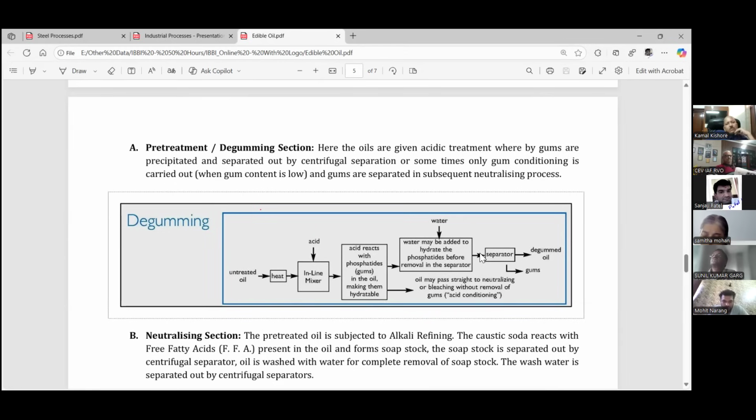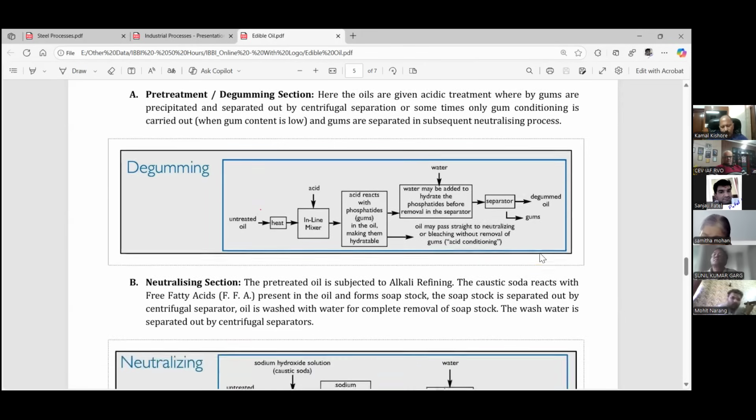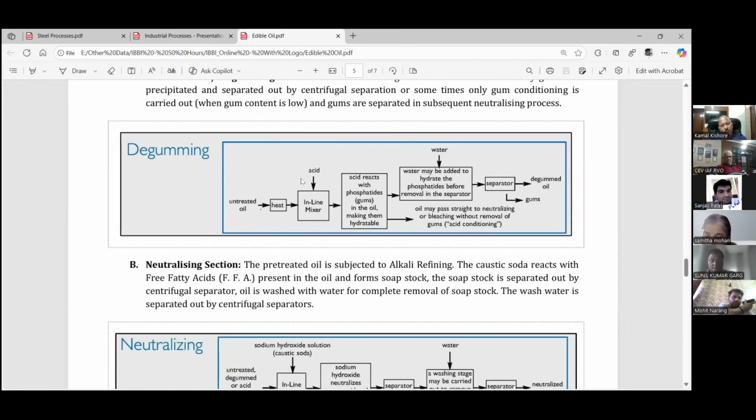It is separated into oil and water. Simply, oil and water are immiscible. So the lower portion will contain the water and the upper portion will contain the oil. By physical separation, the water and the oil are separated out. So it is called the degummed oil. Now here we have added the acid.